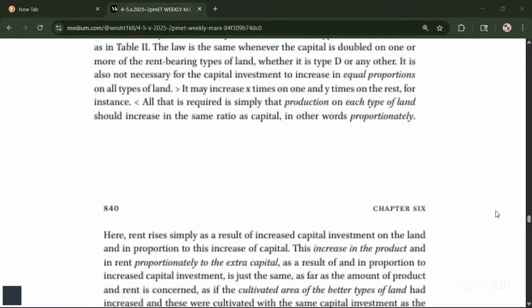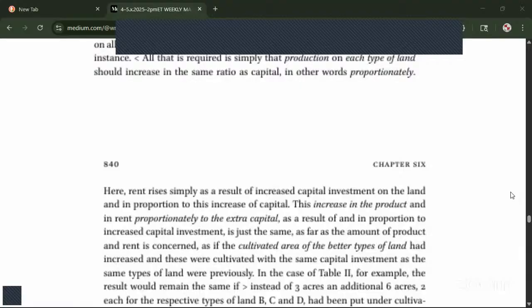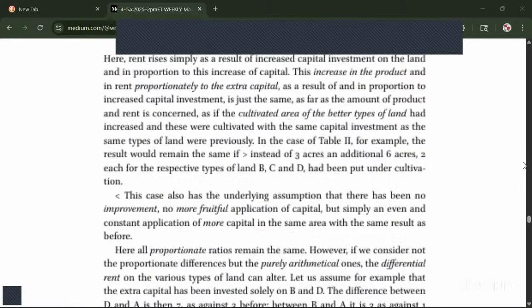Here, rent simply rises as a result of increased capital investment on the land, and in proportion to this increase of capital, this increase in the product and in rent proportionally to the extra capital is just the same, as far as the amount of product and rent is concerned, as if the cultivated area of the better types of land had increased and these were cultivated with the same capital investment as the same types of land were previously. And then he talks about how it doubles in chapter 2.